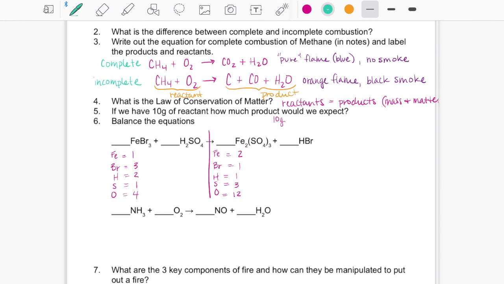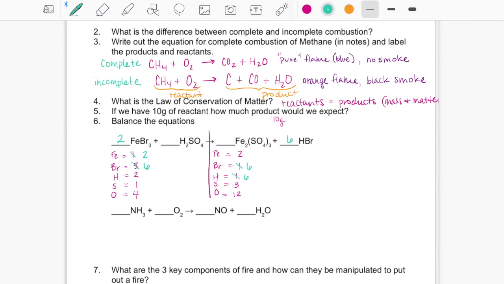I have 2 on the product side and 1 on the reactant side, so I need to multiply this by 2, so it's going to change this to 2. My bromine is now 6. Okay, so if I need to match my bromines, that means I need 6 on the product side, so that's going to change my H to 6 and my bromine to 6.